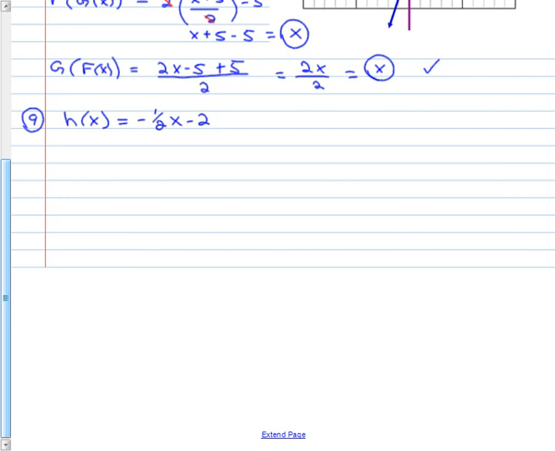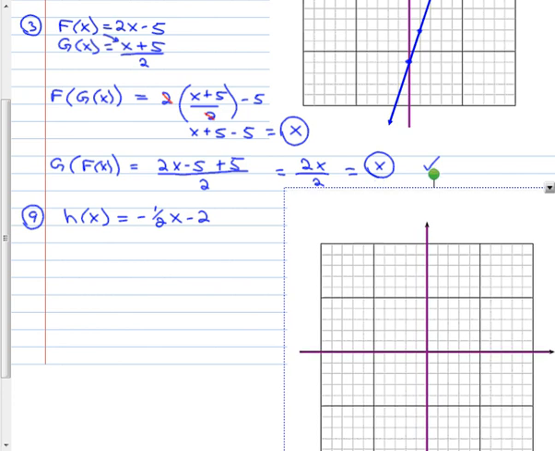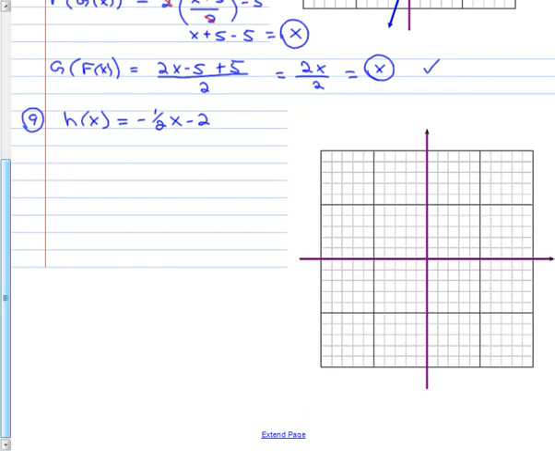I'm going to go ahead and sketch this original function. So this is just a line. It's in slope-intercept form. Negative 2 is my y-intercept. Negative 1/2 is the slope, so down 1 over 2. So here is our original function. I'm going to label it as h of x. It's the original one. I'm going to work on finding the inverse of this function.